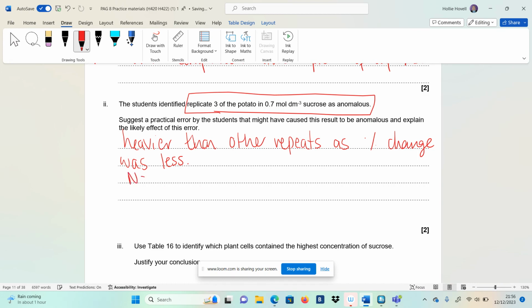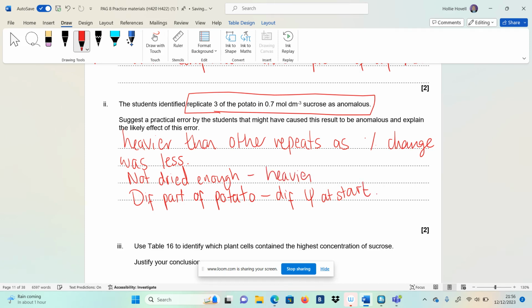They might have not dried it properly. Okay, because you're meant to dry the liquid off the surface so that you're only measuring the liquid in the cells. So it might not have been dried enough. It might have been from a different part of the potato. We should be using all cylinders from the same part of the potato because there might be different water potentials at the start. Okay, not dried enough would have meant that it's heavier, or a different part of the potato might have had a different water potential at the start.